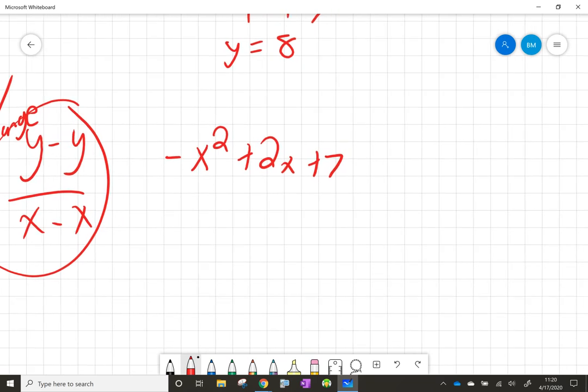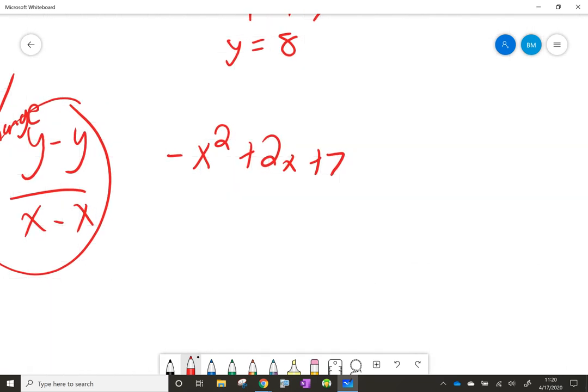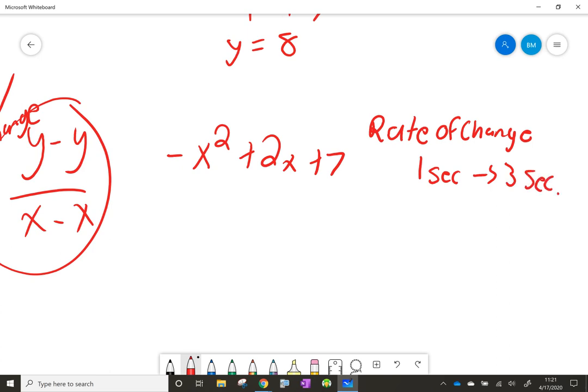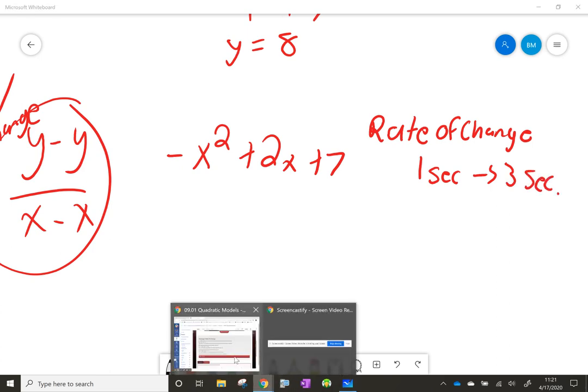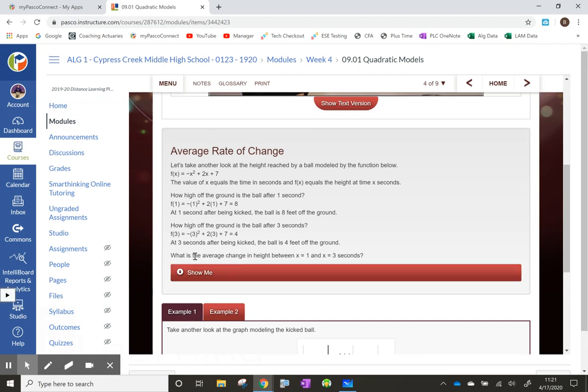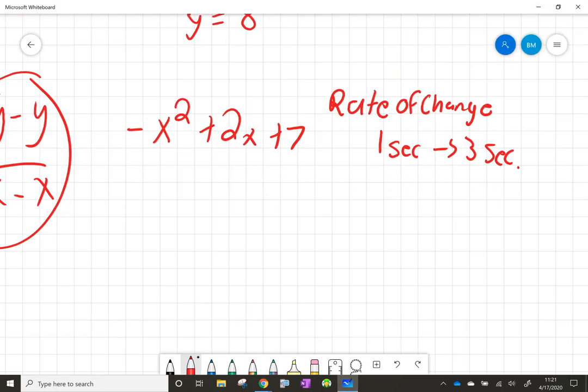Now, what it doesn't say at the beginning of the problem is that it wants to find the rate of change from 1 second to 3 seconds. I assume, let me go back. It says that at the bottom, right? Average rate of change between when x equals 1 and x equals 3 seconds. So it really should say this question at the beginning. But when you're presented with that question, here's how you'd go about solving it.